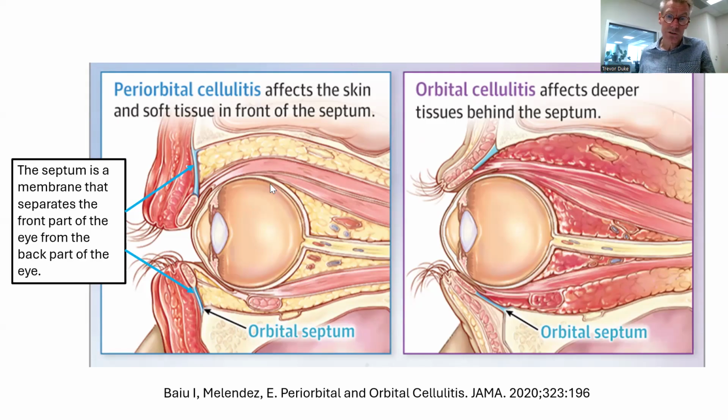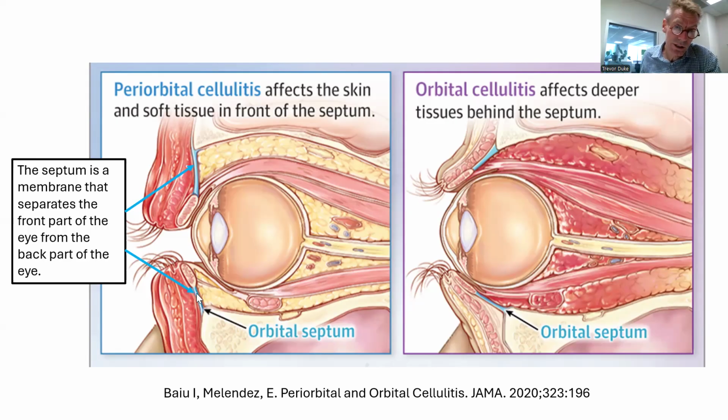And within the orbit is the globe. Within the orbit are all the extraocular muscles, and there's a lot of periorbital fat. So the eye globe sits in periorbital fat, and the muscles and the nerves that supply the eye are within the orbit, obviously. And so in periorbital cellulitis, the only part that's infected is the eyelid. You get edema, inflammation, redness, swelling of the eyelid, and the eyelid may even close and be difficult for the child to open their eye.